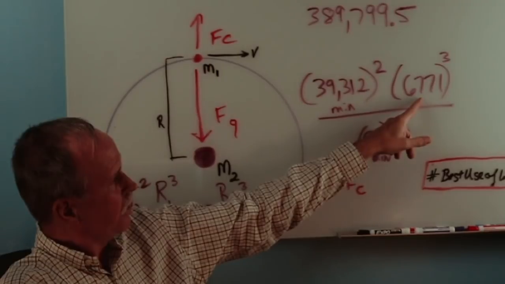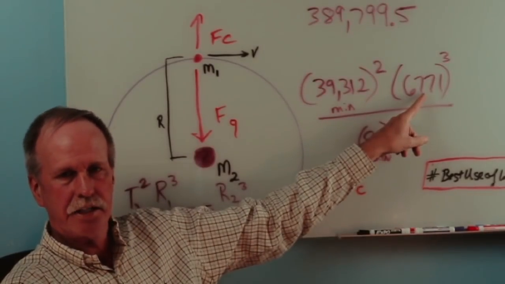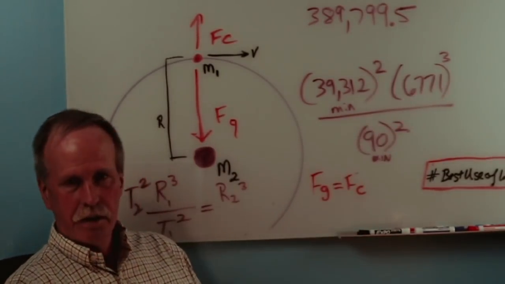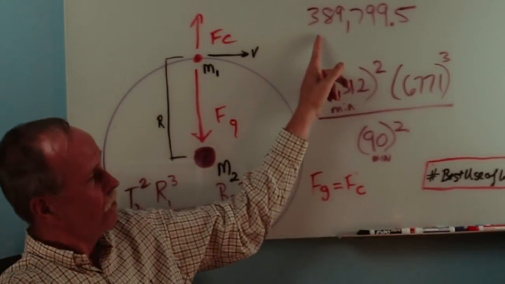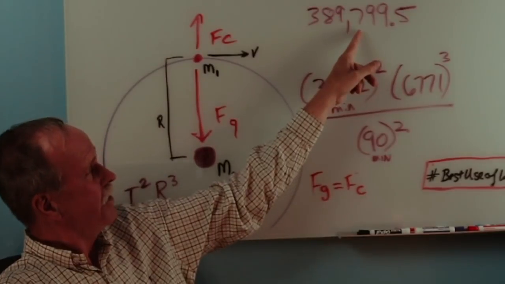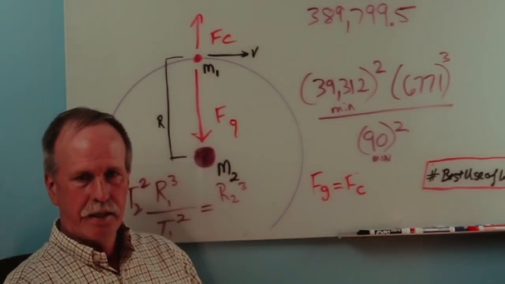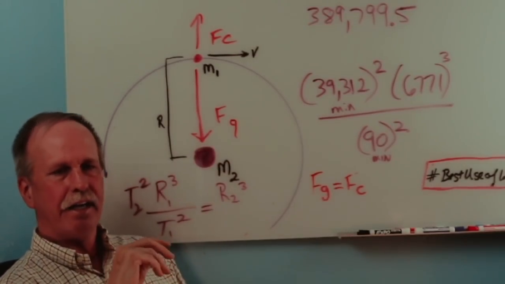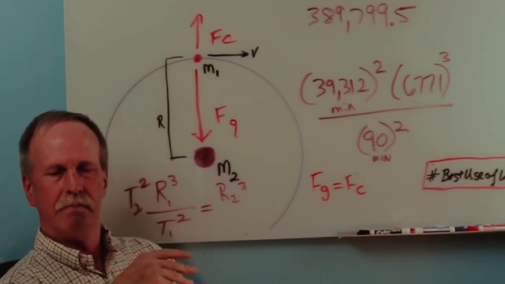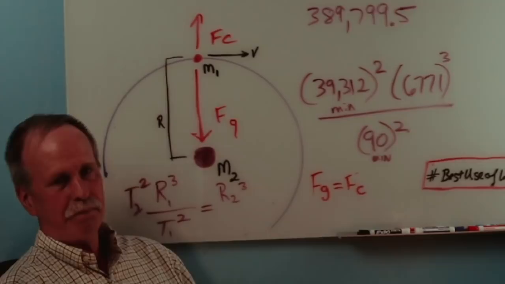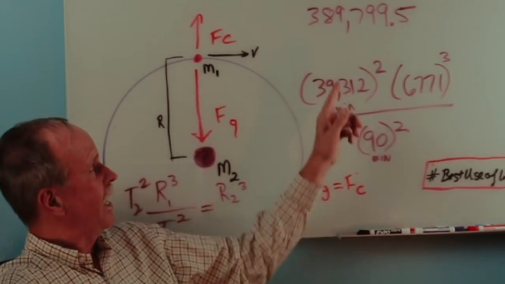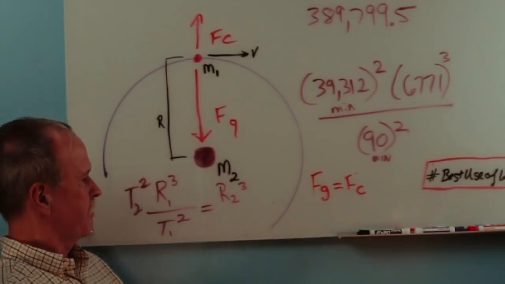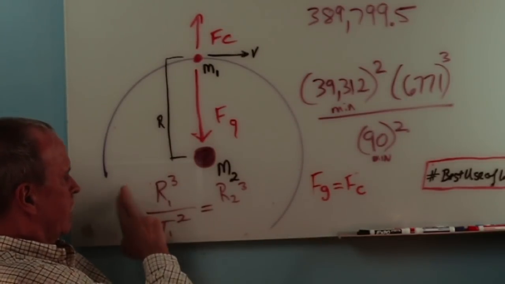The only thing left is the orbital radius of the ISS, which is 6771 kilometers, and that's cubed. Well, go ahead and do that math, and you'll come up with 389,799.5. Now, the actual radius of the lunar orbit is 384,400 kilometers. Why is there a difference? Well, put 92 in there and see what happens. That number will get a little bit smaller. You know, I started playing with these numbers a while ago because I really like this little formula. We'll put it back to the original here.